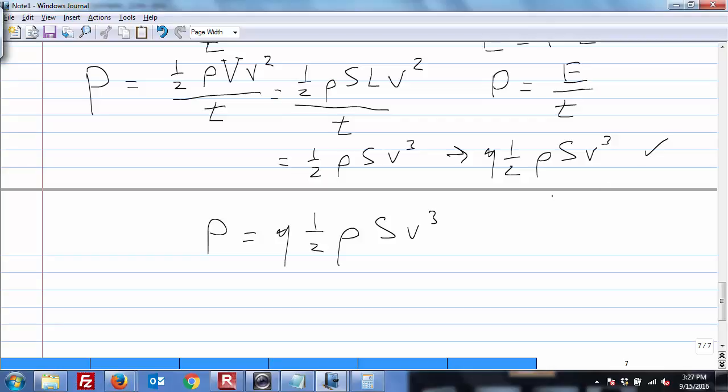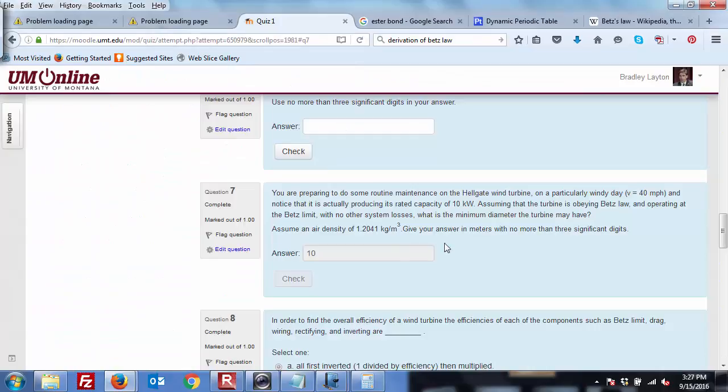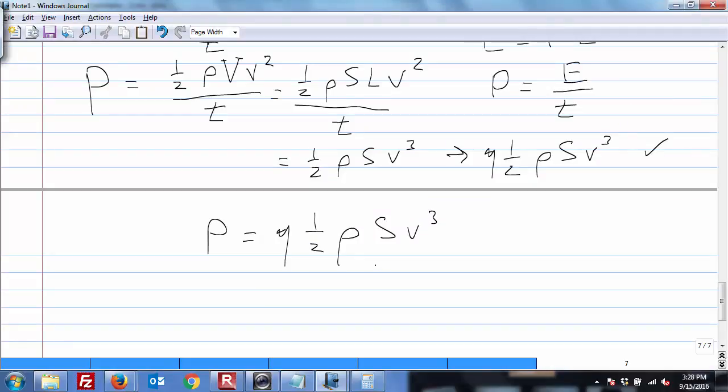To solve this problem on quiz 1, what I'm asking you for is how big is the turbine? You're looking up at it, like, oh my gosh, thing's cranking away at 10 kilowatts, and you can't measure it. You're not going to climb up on the tower with a ruler. So this is an example of reverse engineering, more or less.